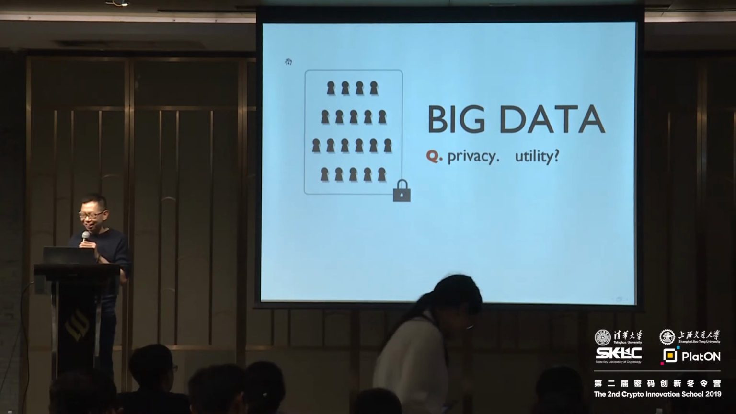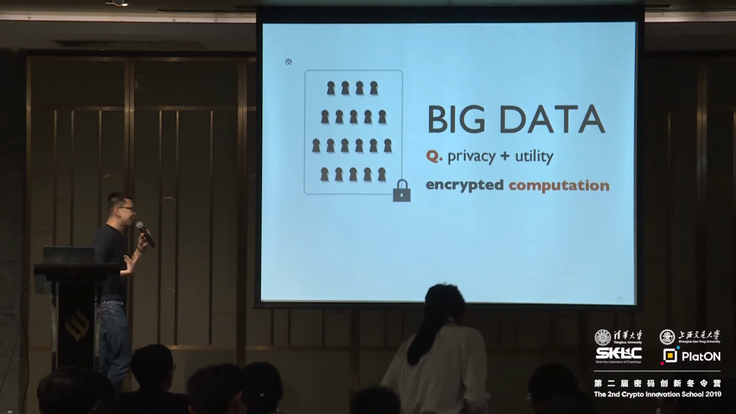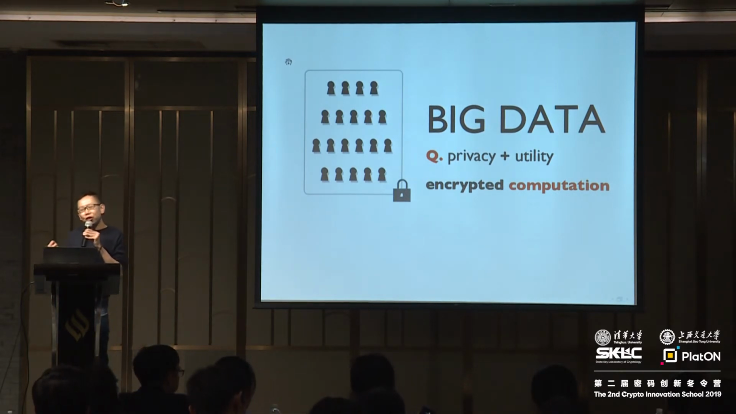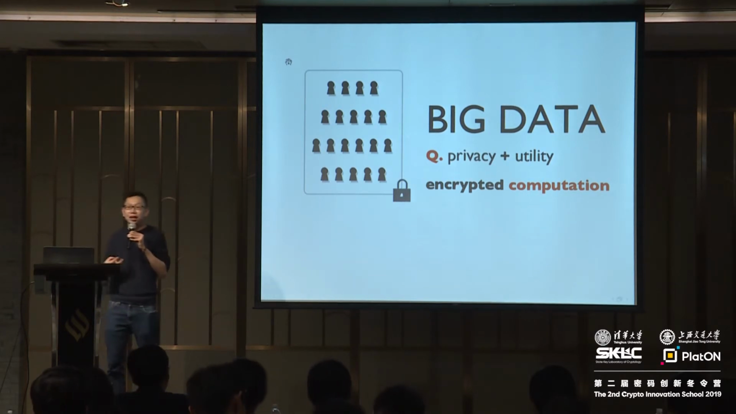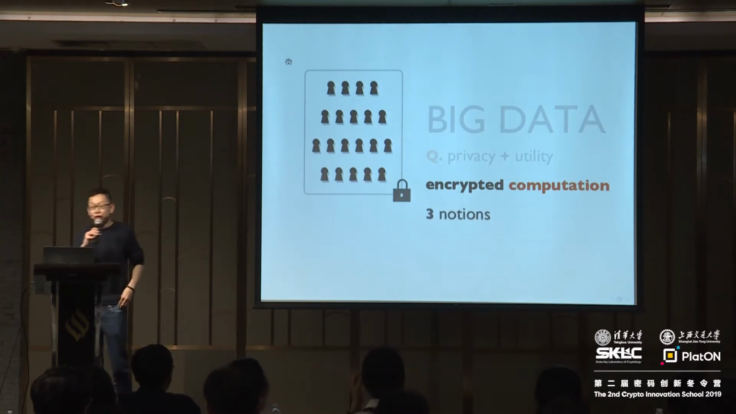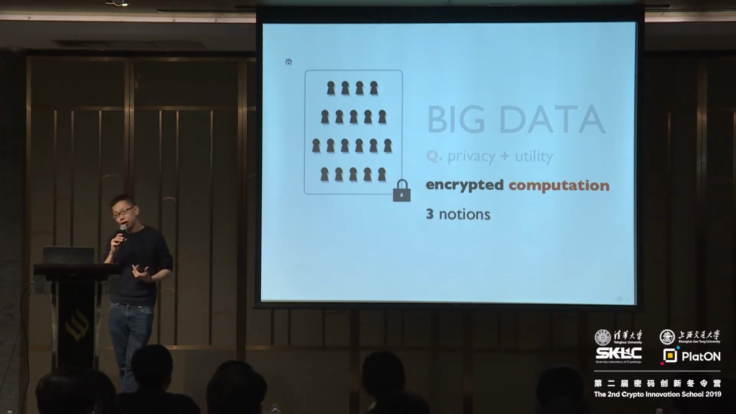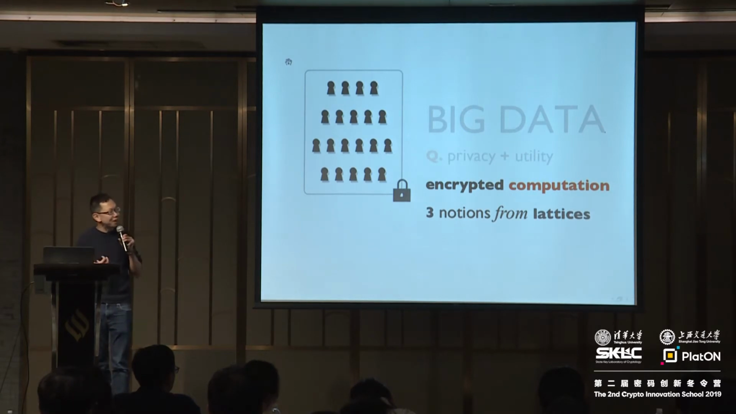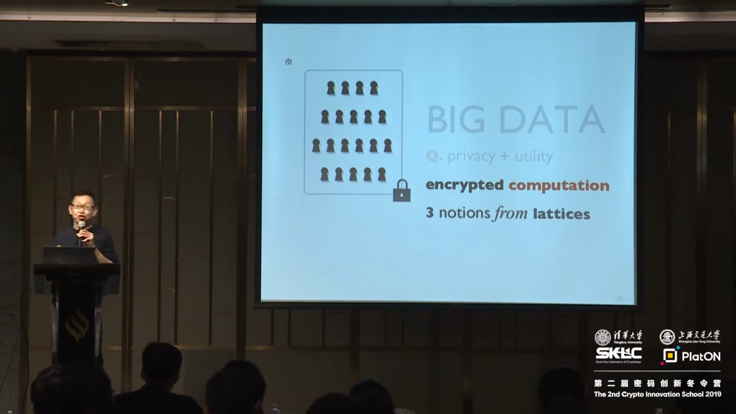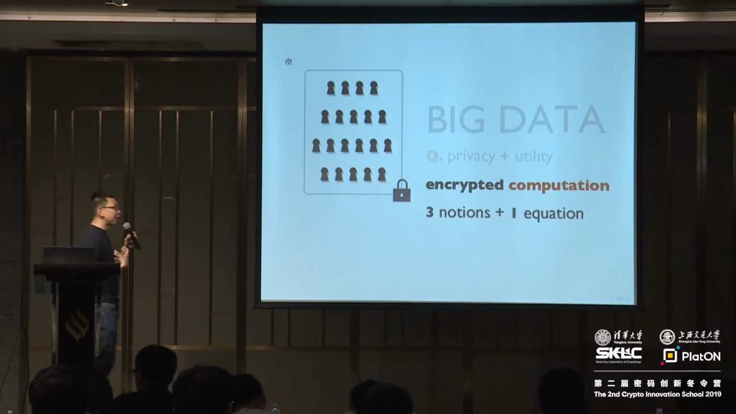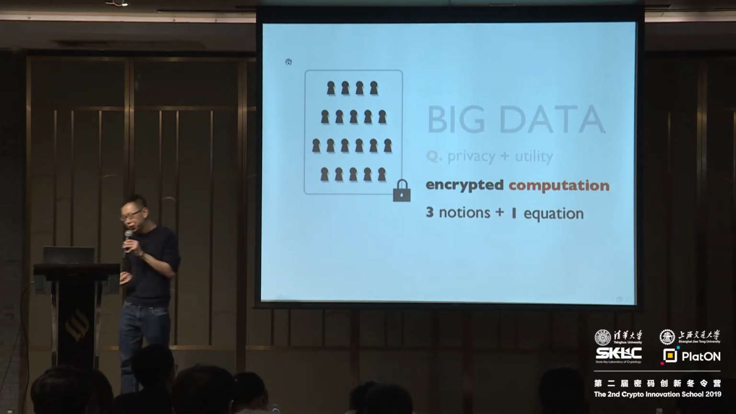For the last talk, we'll be looking at a new cryptographic paradigm of encrypted computation that tries to reconcile our needs for privacy and utility in some meaningful way. In particular, we'll be looking at three different notions of primitives for encrypted computation. We'll see how we can construct these primitives from lattices. And what I want to emphasize is that underlying all three different constructions of three different primitives is one simple algebraic equation. So I'll try to convey all of that to you.